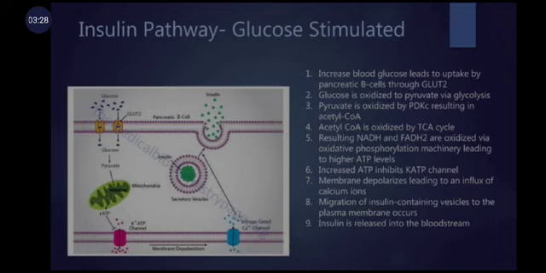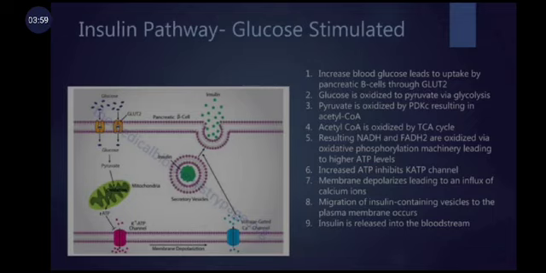Coming to the insulin pathway, an increase in blood glucose leads to glucose uptake by pancreatic beta cells. Glucose is oxidized to pyruvate via the glycolysis cycle, and pyruvate is converted by pyruvate dehydrogenase into acetyl-CoA. Acetyl-CoA is oxidized by the TCA cycle, which is nothing but the tricarboxylic acid cycle, citric acid cycle, or Krebs cycle.